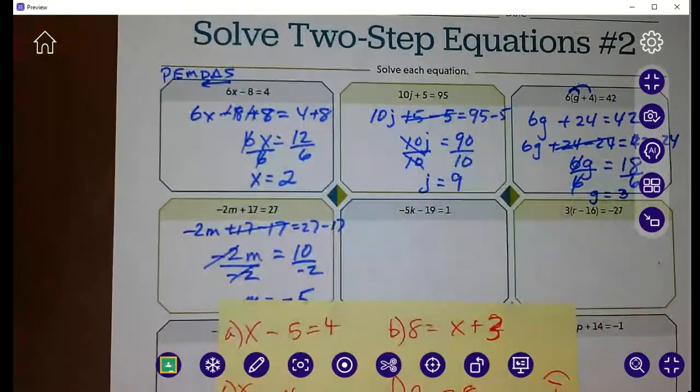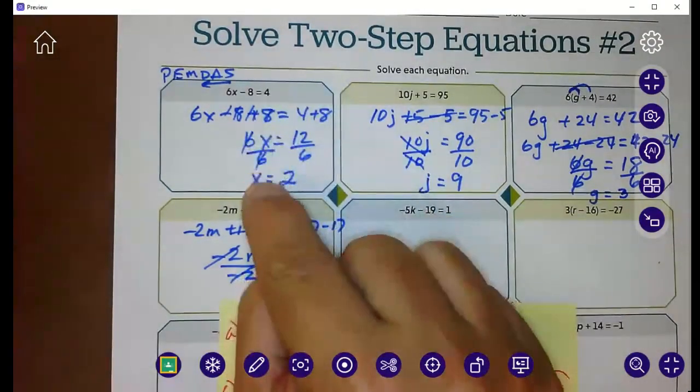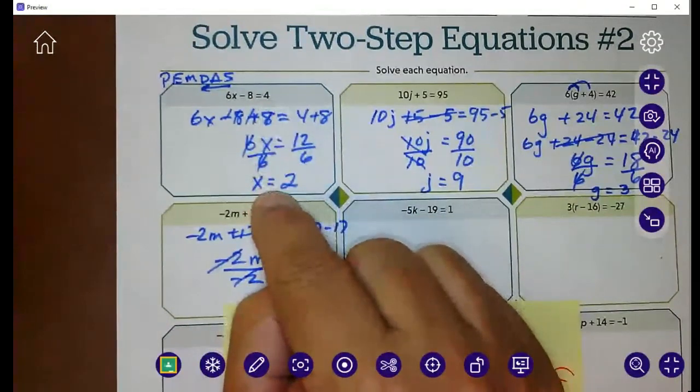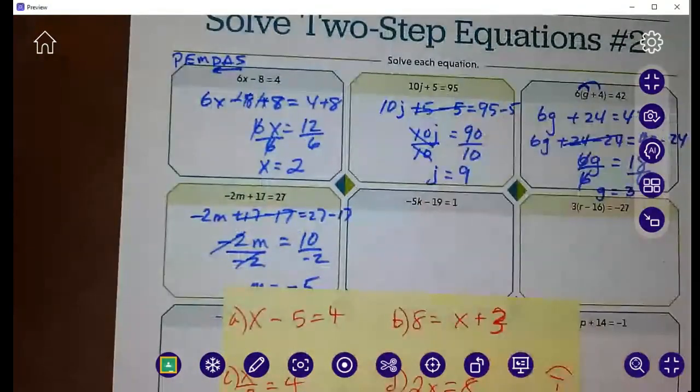So again, we've got to learn the process. If you learn the process with me, and you do it the way I am showing you, it will be easier down the road.